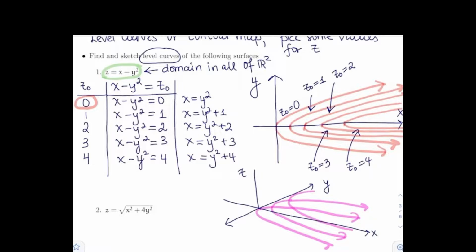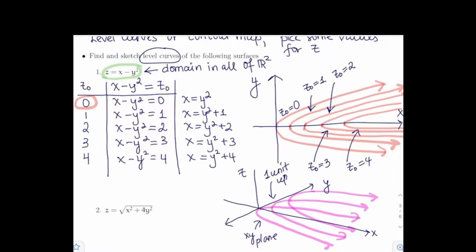And then the third one is 2 units up. The first one is in the XY plane. This one is 1 unit up, and so forth. That is the picture that you should have in your mind as you're making these curves.